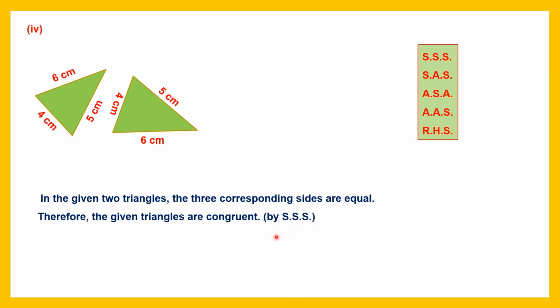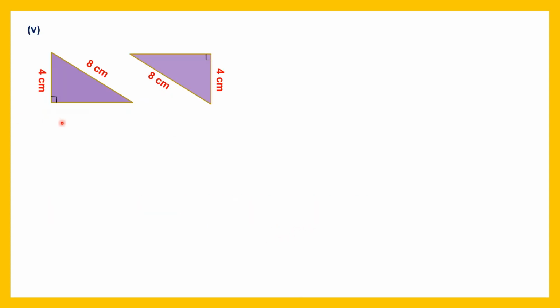This condition. Okay, question 5. Again, we have two triangles. Now here, as you can see, we have a box showing it's a right angle triangle. Here also, this is also a right angle triangle. And we've been given two sides. Now, let's look at the 5 conditions. So when you have a right angle triangle, use the fifth condition, which is RHS, right angle, hypotenuse, side.